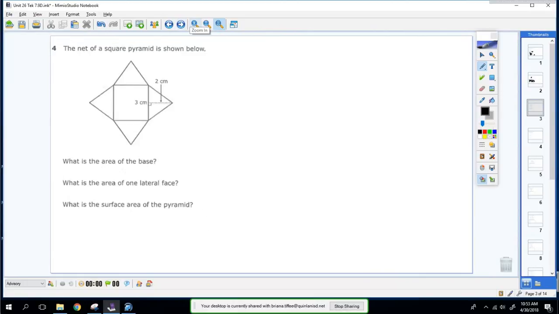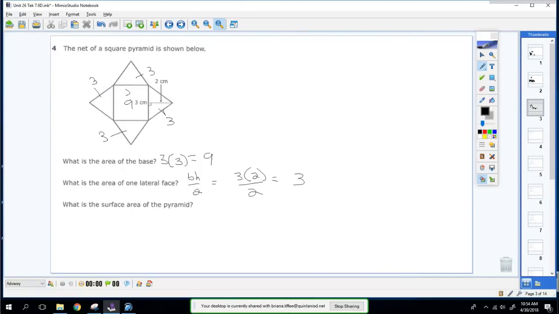All right, number 4, the net of the square pyramid is shown below. What's the area of the base? Well, since the base is a square, it's going to be 3 by 3. So you're going to do 3 times 3, which is 9. So the area of the base is 9. The area of one lateral face is going to be base times height, divided by 2, since it's a triangle. So you can do 3 times 2, divided by 2, which equals 3. So this is 9, this is 3, this is 3, this is 3, and this is 3.